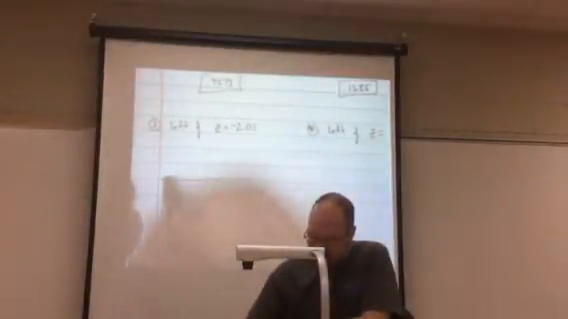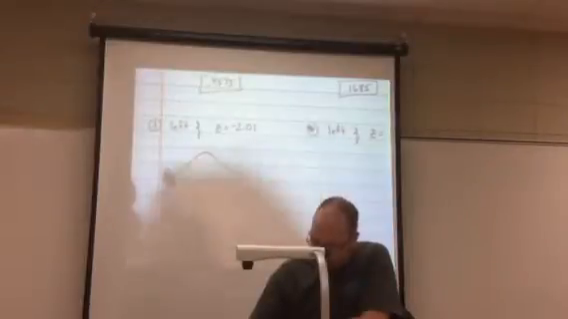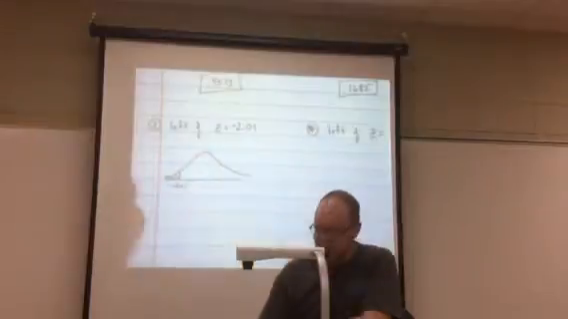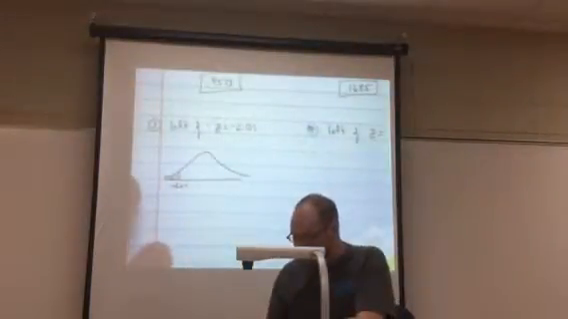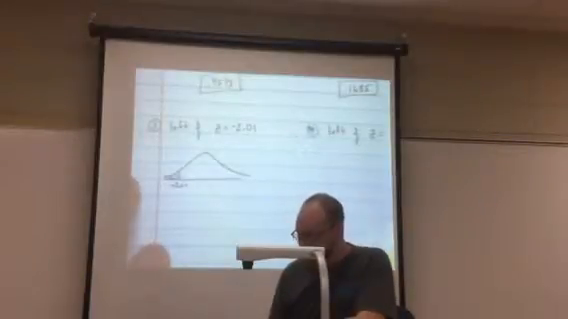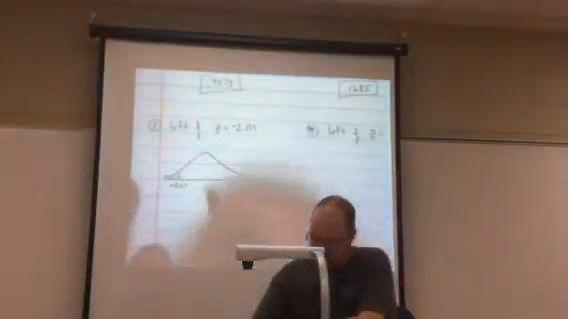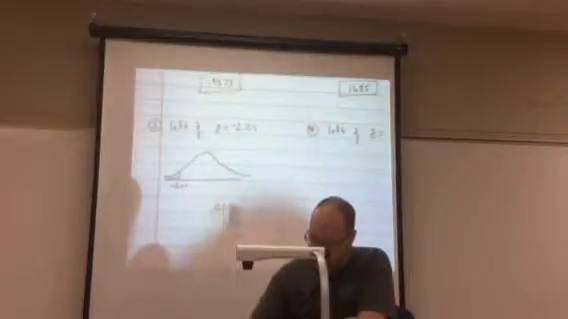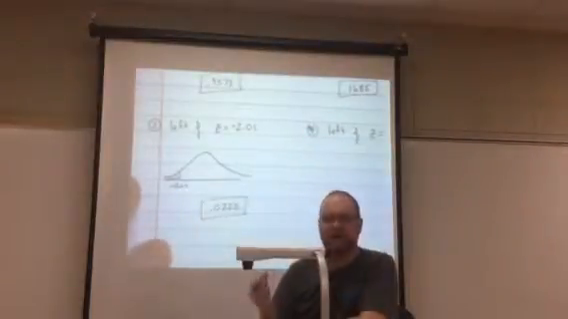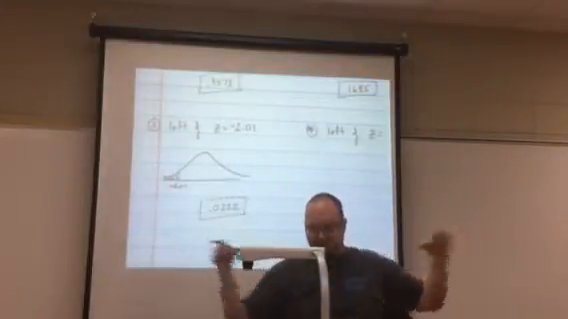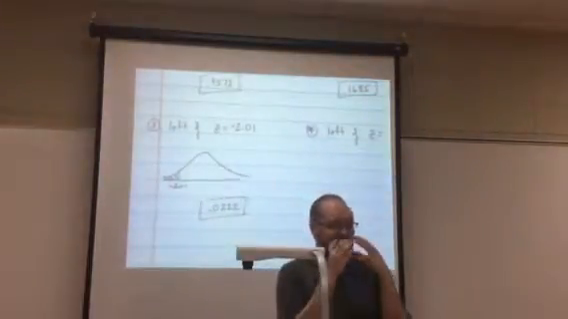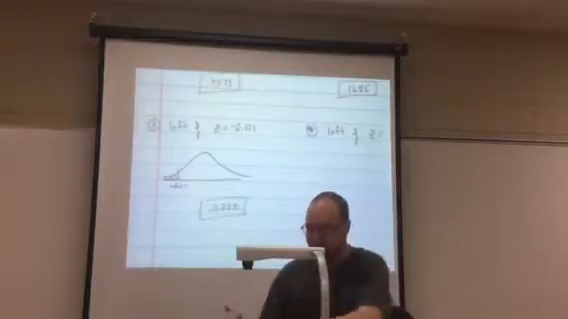But let me sketch negative 2.01, which is way out here somewhere. I'm interested in that area. And the area that you should be getting for negative 2.01 is 0.0222. 0.0222 is that area, a really small area. Y'all, as those z-scores get further and further out, the area in the tail gets small, small, small.